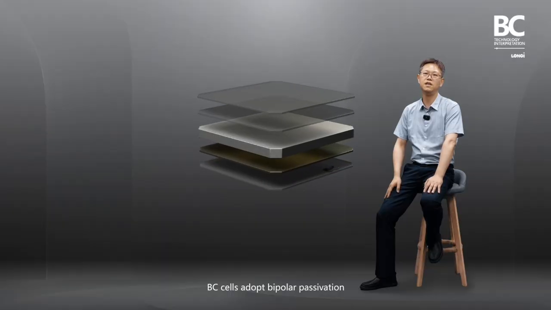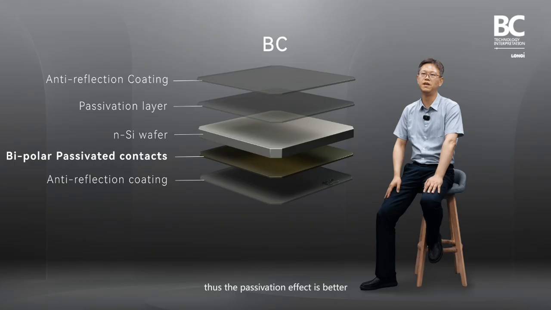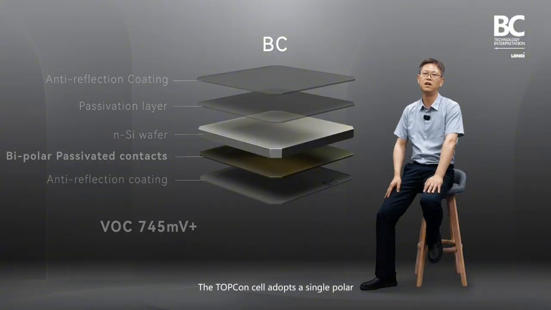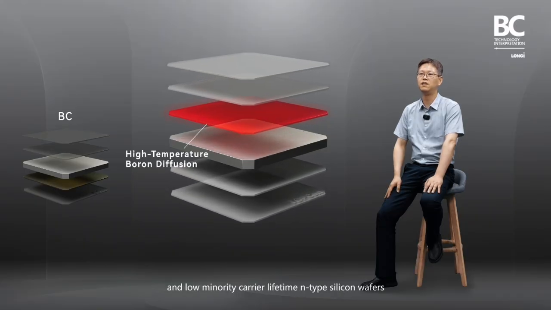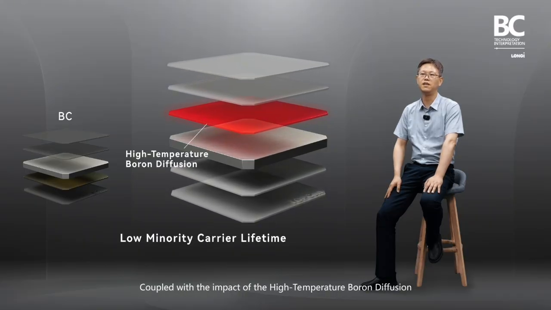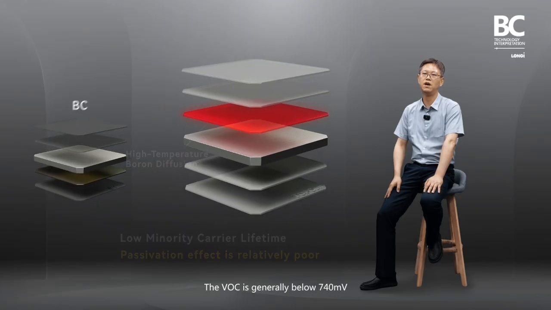BC cells adopt bipolar passivation and high minority carrier lifetime n-type silicon wafers. Thus the passivation effect is better, remains a low saturated dark current density, and a VOC as high as 745 mV or more. The TOPCon cell adopts a single polar, which has a lower resistivity, and low minority carrier lifetime n-type silicon wafers, coupled with the impact of the high temperature boron diffusion, so the passivation effect is relatively poor, and the saturated dark current density is high. The VOC is generally below 740 mV.